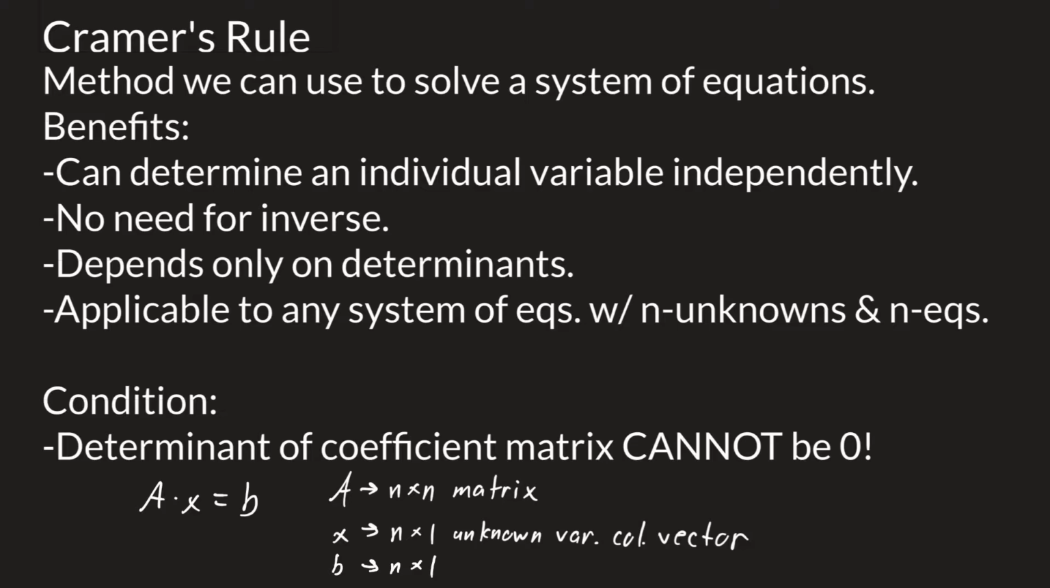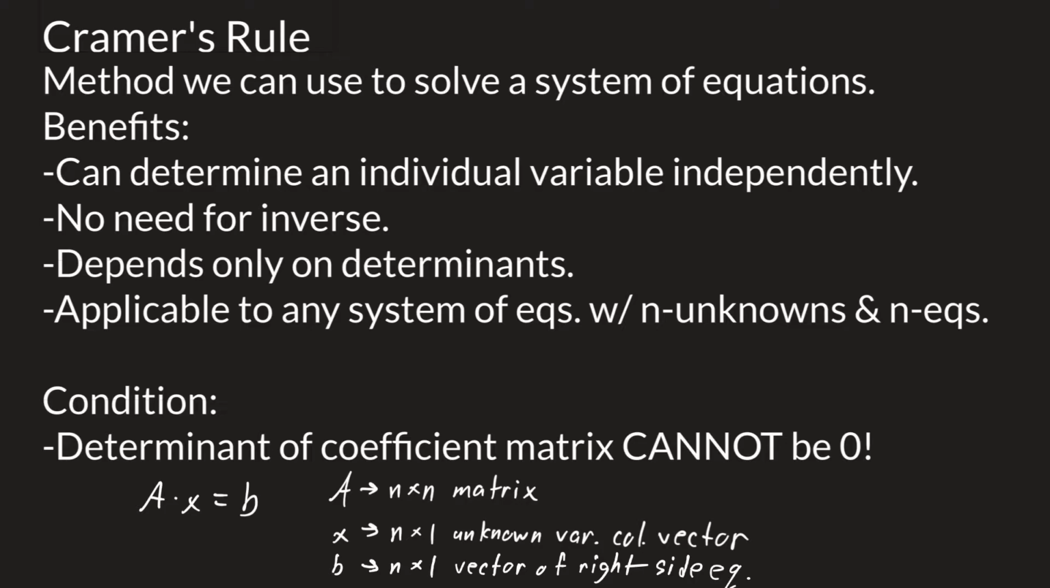An n by 1 vector of the right side of the equation, right? Apologize for the horrible penmanship. Getting used to it still. Okay, so the B vector is the right side of our equations.